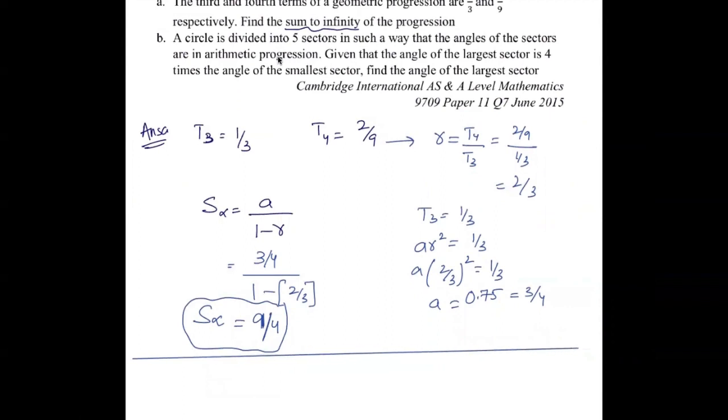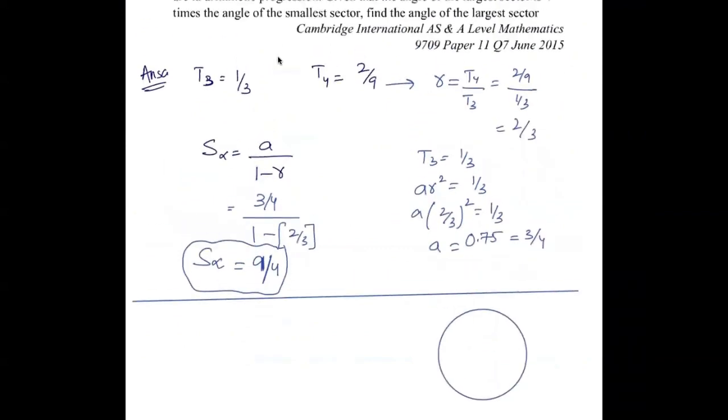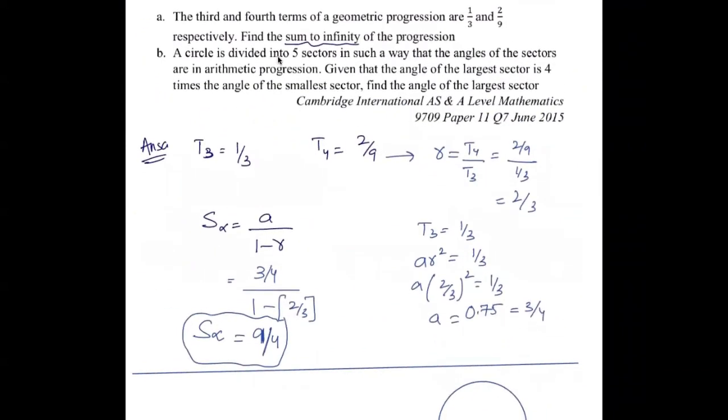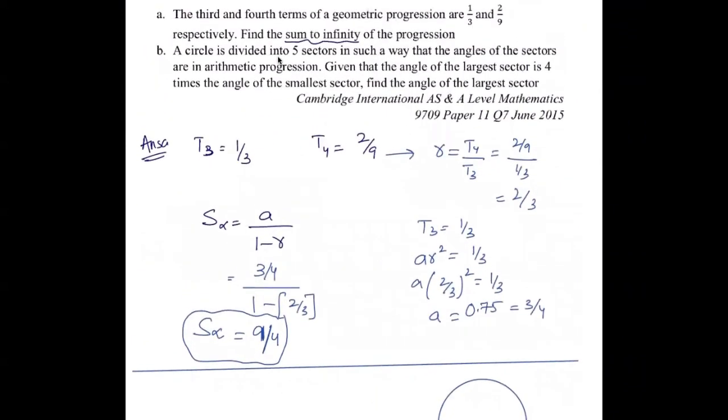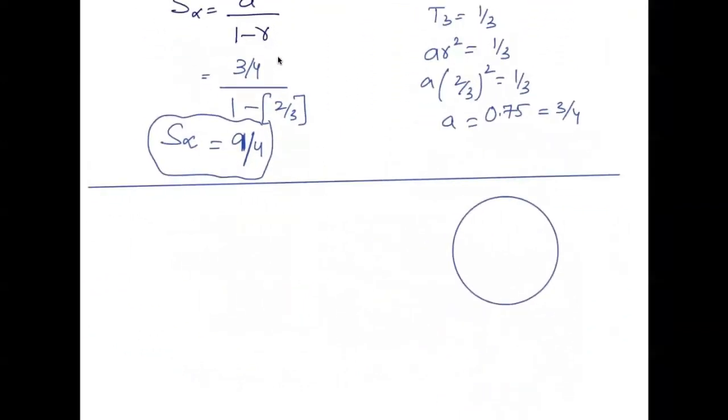Now, part B, guys. A circle is divided into 5 sectors in such a way that the angles of the sectors are in arithmetic progression. Given that the angle of the largest sector is 4 times the angle of the smallest sector, find the angle of the largest sector. So a circle is being divided into 5 sectors, such that the angles of the sectors are in arithmetic progression. If I say that the angle of the first sector is A, what is the angle of the next sector going to be if it was arithmetic progression?